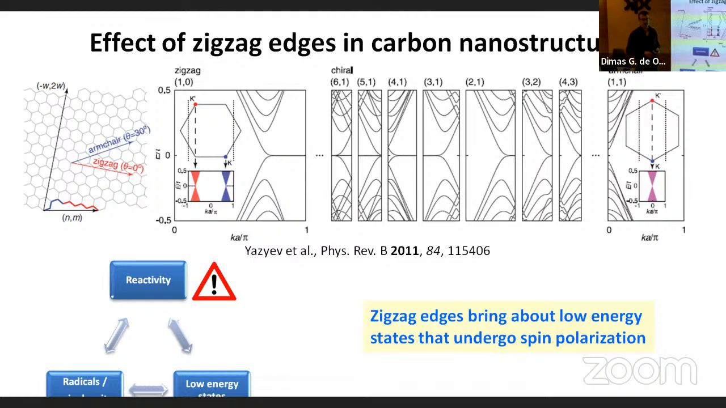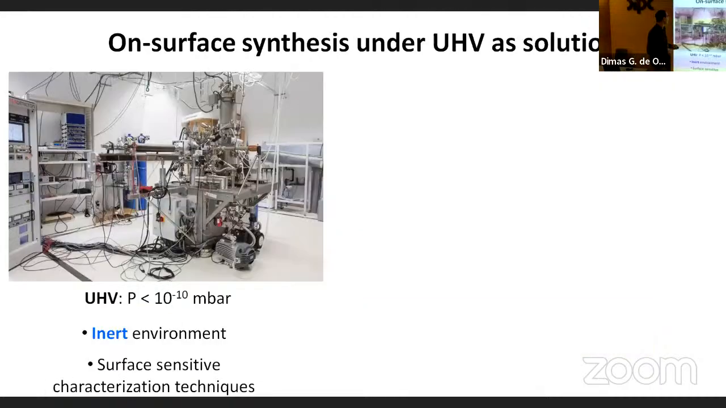And a way to overcome this reactivity problem is this more or less recent direction of organic chemistry that has been developing, which is on-surface synthesis under ultra-high vacuum. So this is our, let's say, organic chemistry lab. But now, instead of having a solution environment that is more or less uncontrolled, we have ultra-high vacuum. And this allows us to have this very inert environment.